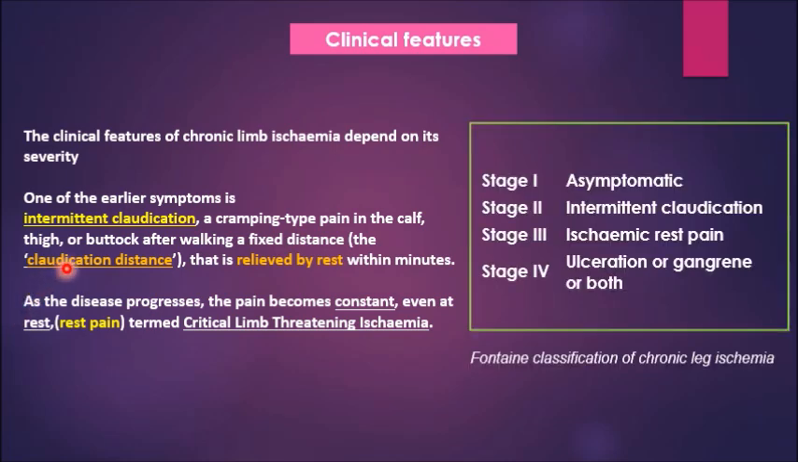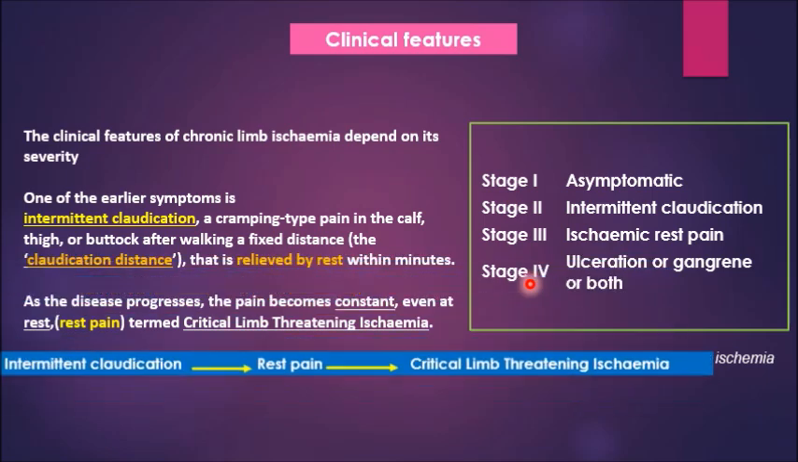These are the various stages of the disease and severity by the Fontaine classification for chronic leg ischemia. Stage 1 is asymptomatic. Stage 2 is intermittent claudication, where the patient develops pain on walking or exertion. In stage 3, he gets rest pain, ischemic pain even at rest. Stage 4 is ulceration or gangrene or both, which is the most severe form. So this is a progressive type of symptoms from stage 1 to stage 4.